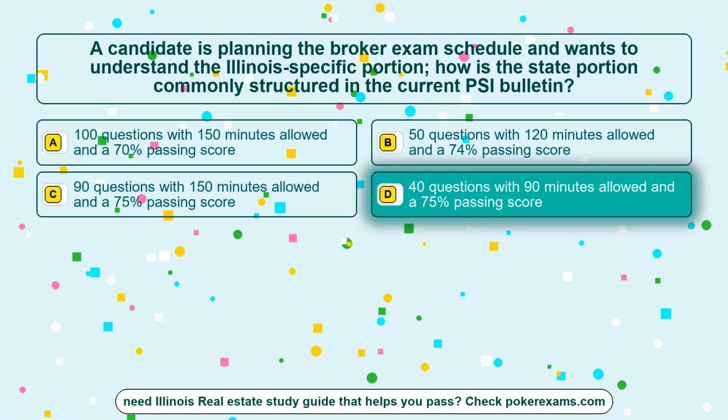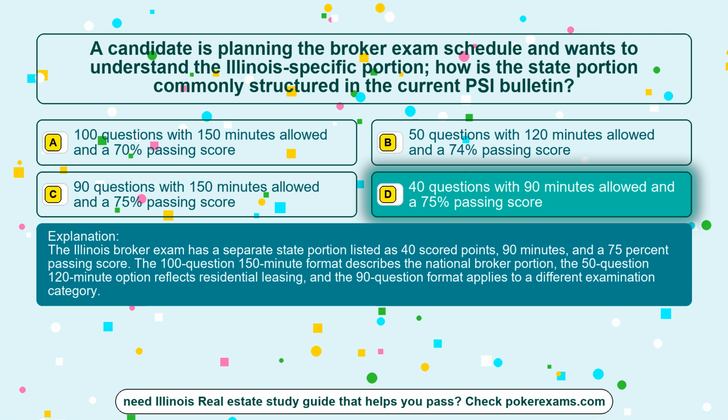40 questions with 90 minutes allowed and a 75% passing score. Divide pages by minutes to find pages per minute. 132 divided by 6 equals 22.